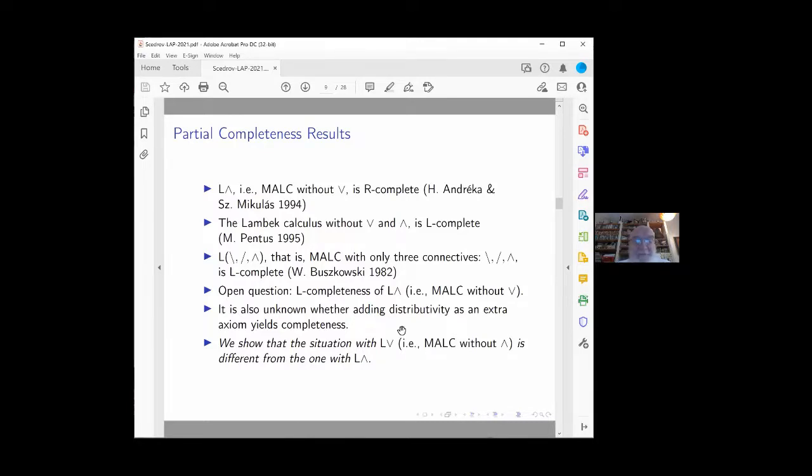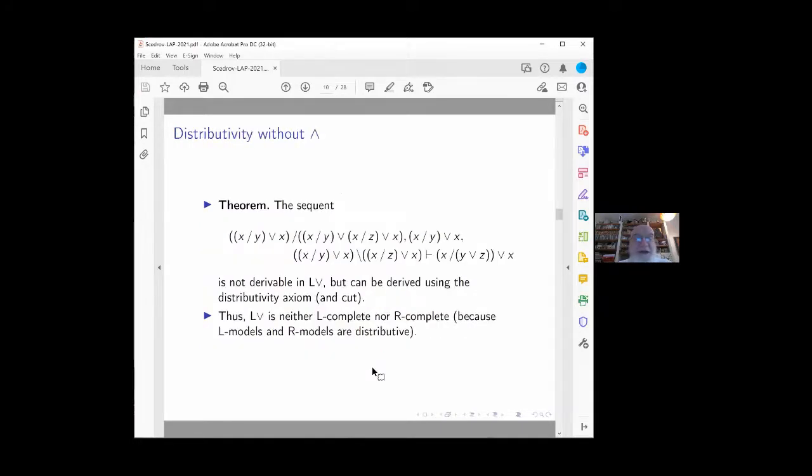Okay. So the first thing I'd like to show today is that the situation with the calculus without conjunction is different from the situation without disjunction. So they're not symmetric. That's a surprise. So here's the theorem. This crazy sequent, don't even try to read it. The crazy sequent is not derivable in the fragment without conjunction, but it can be derived using distributivity axiom and cut. And therefore, unlike the fragment without disjunction, the fragment without conjunction is neither L complete nor R complete, because those two are distributive.